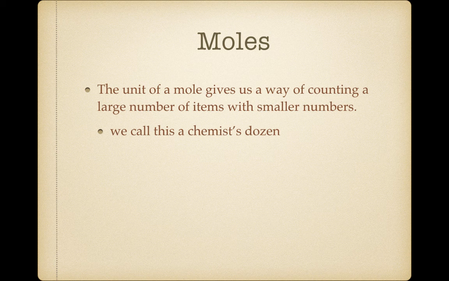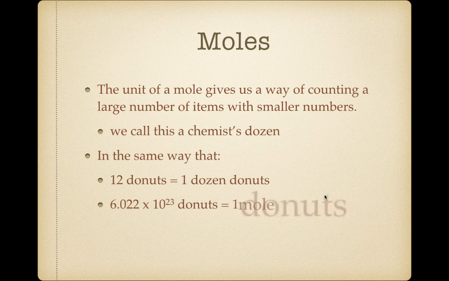All right, well, let's talk a little bit about moles here. Anytime we're talking about atoms and reactions, a lot of times we use this term moles. It's actually a unit. And what the unit of a mole does is it helps us count very large numbers of items with a little bit smaller numbers. So a lot of times we just call that a chemist's dozen. In the same way that 12 donuts is equal to a dozen donuts, a mole of donuts would be 6.022 times 10 to the 23rd donuts.